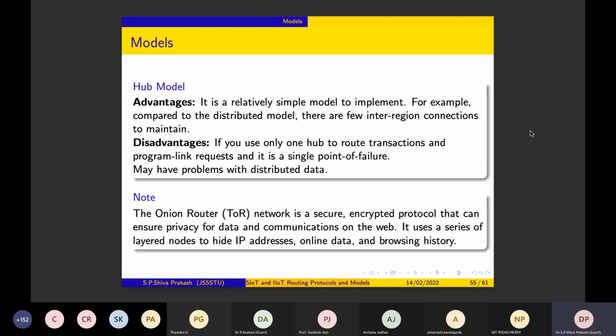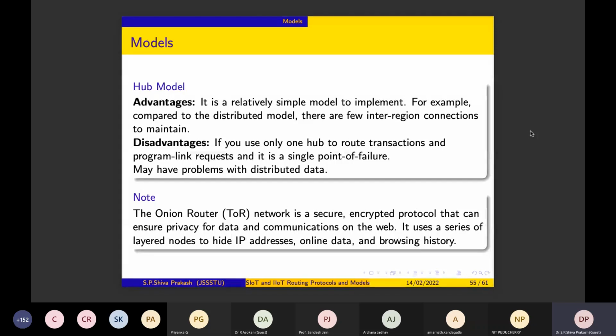The disadvantage is that if you use only one hub to route transactions and program link requests, it is a single point of failure. So when you have distributed data, if the single point of contact fails, the whole network fails.